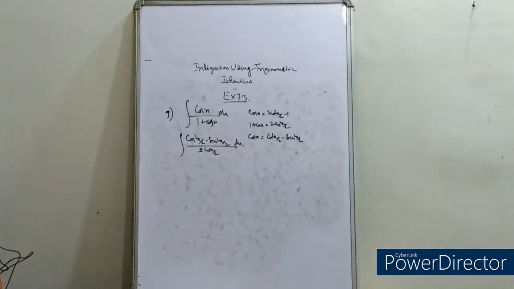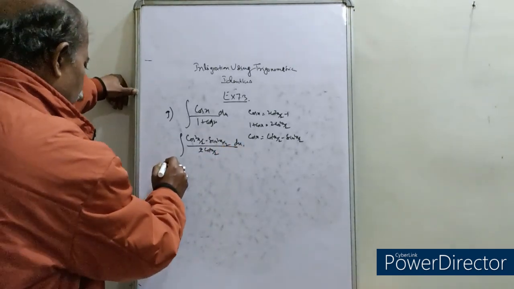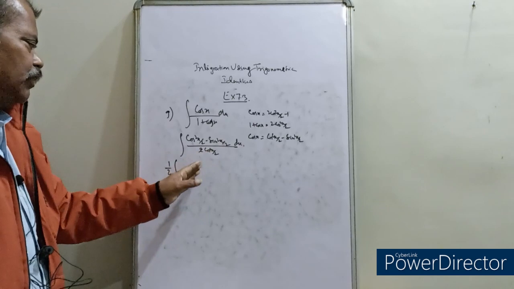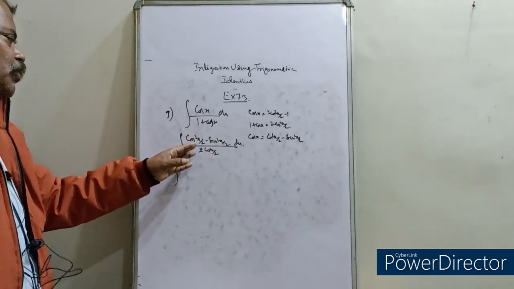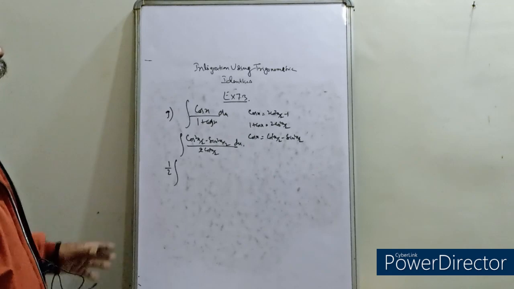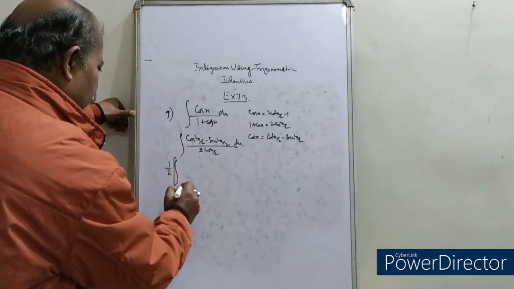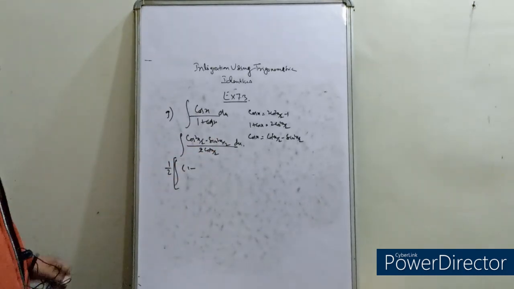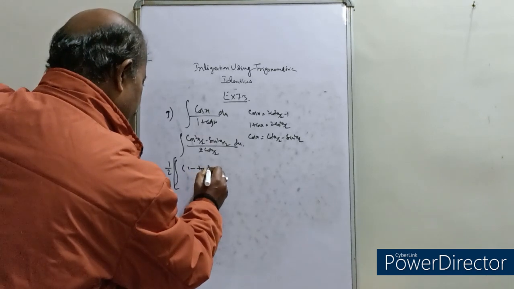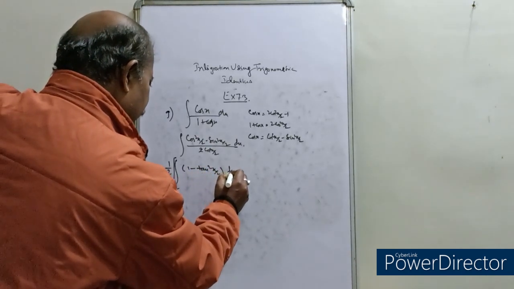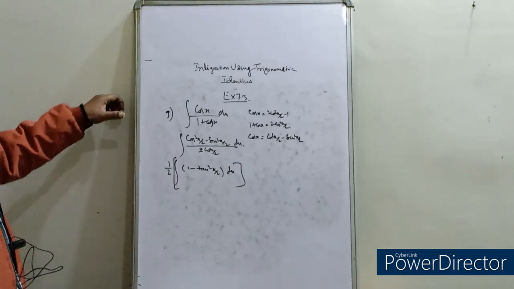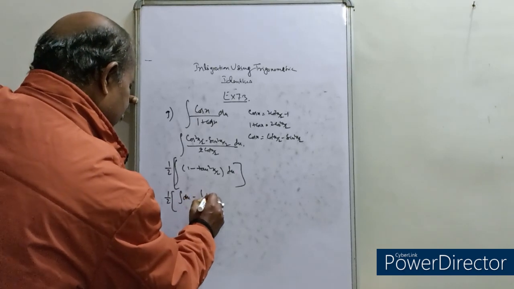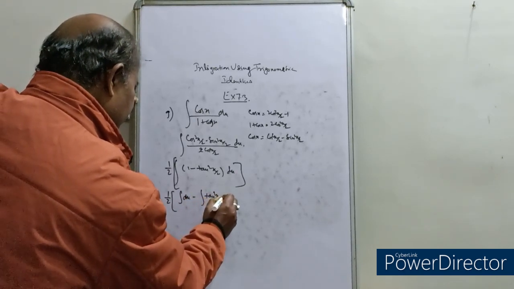So 1 by 2 constant comes out. This means 1 by 2, we are going to divide the numerator into two parts. First will be cos square x by 2 by cos square x by 2, this will come out to be 1, and sin square x by 2 by cos square x by 2, this will come out to be tan square x by 2. So here you can see 1 by 2, integral of dx minus tan square x by 2 dx.